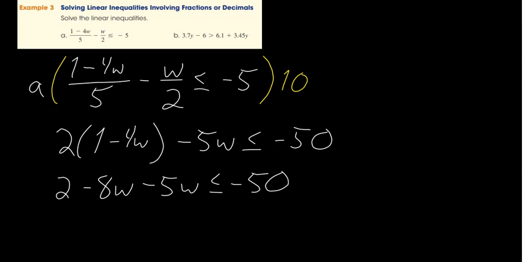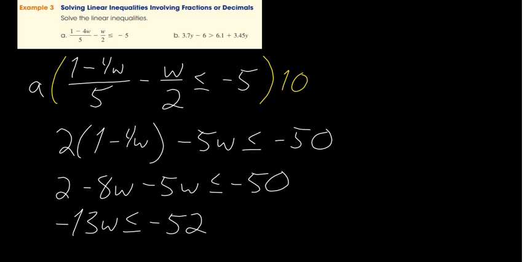Let's go ahead and combine like terms on the left and then move the 2 over to the right side, okay? If we combine the negative 8w and negative 5w, we're going to end up with a negative 13w. We're going to subtract 2 from both sides. We're going to have a minus 52.